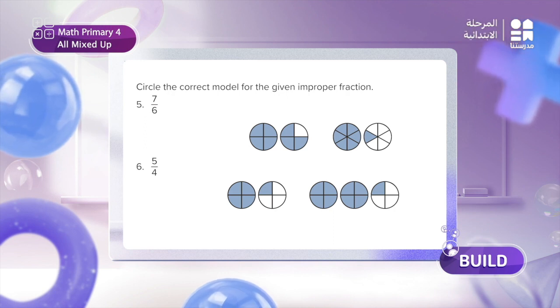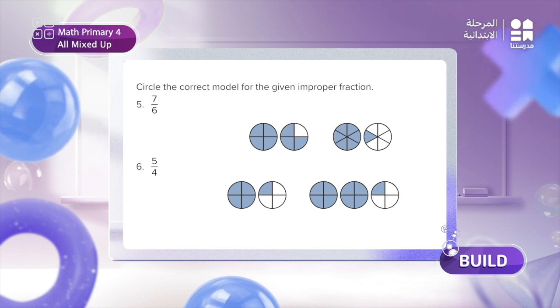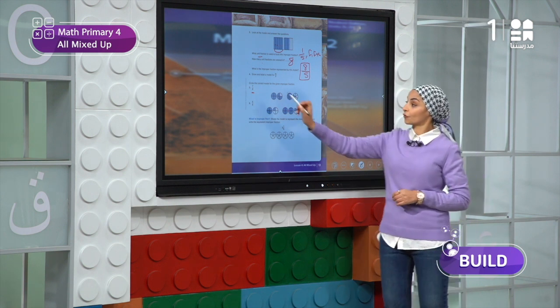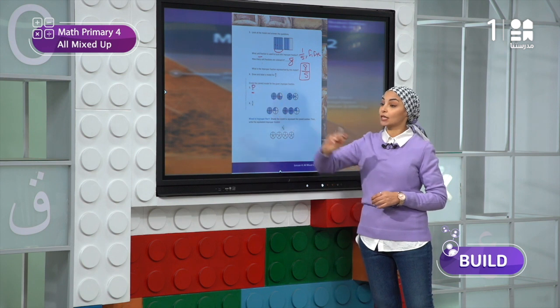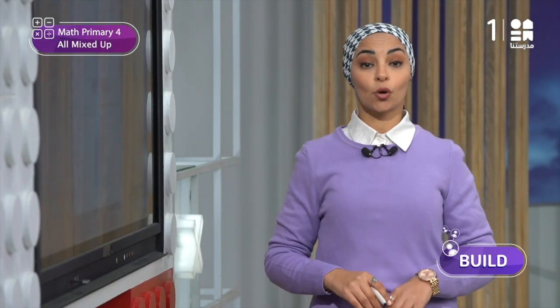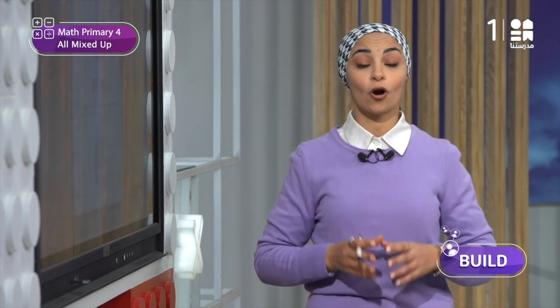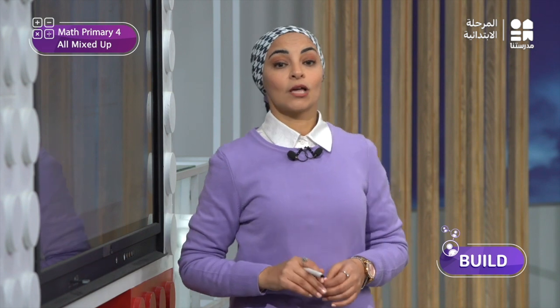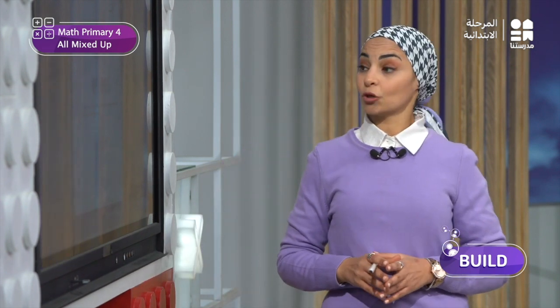Okay? Now, the first fraction is 7 over 6, as you see here. 7 over 6 is an improper fraction. The number of shaded parts is 7. 7 over 6 means 7 shaded parts over 6. The denominator, as we know, is the total number of the parts, which is 6. So the answer is the second model.